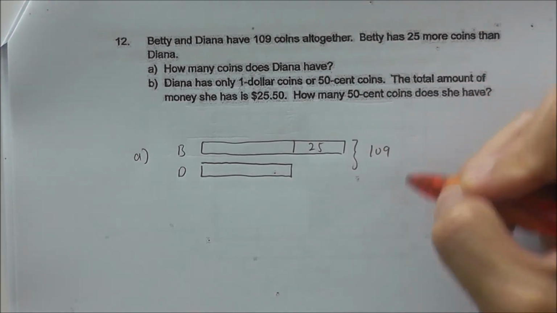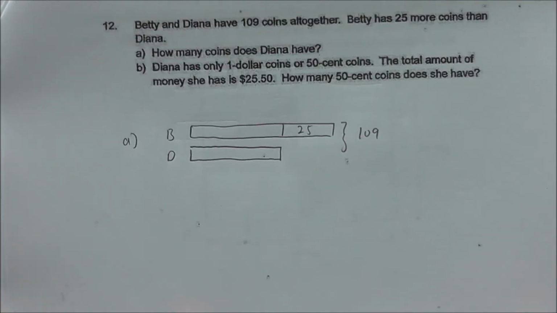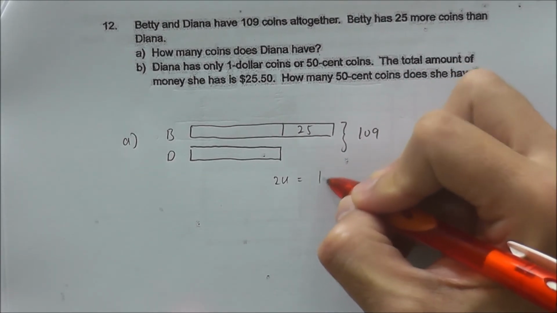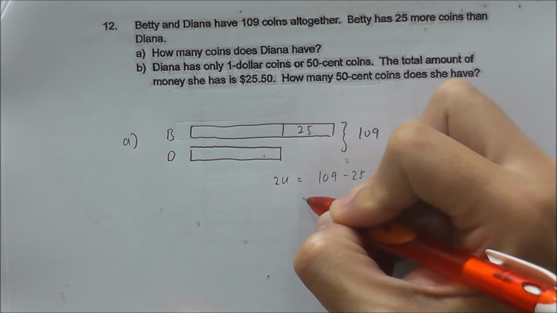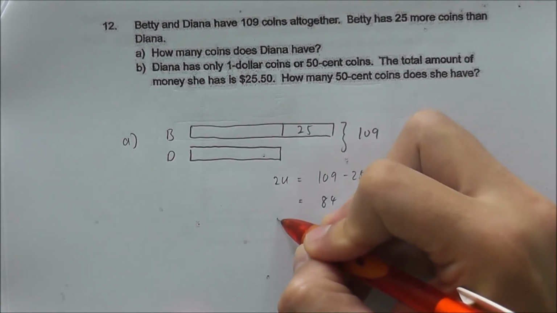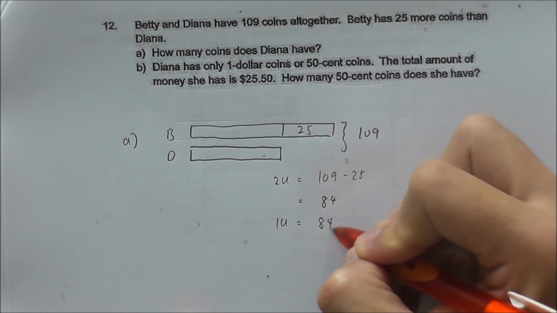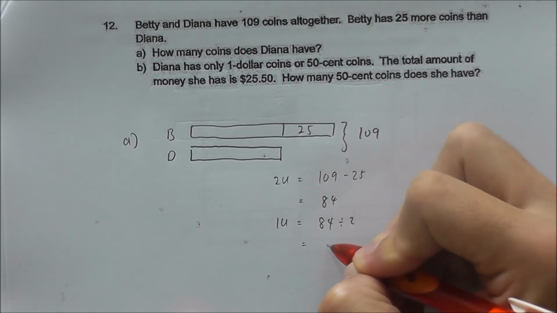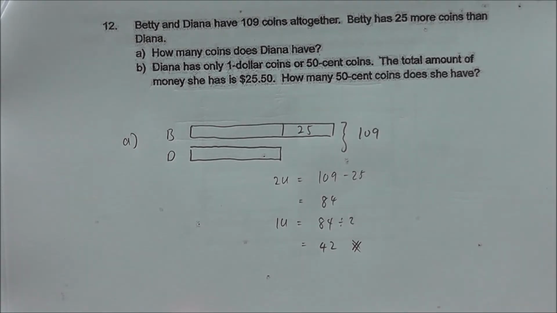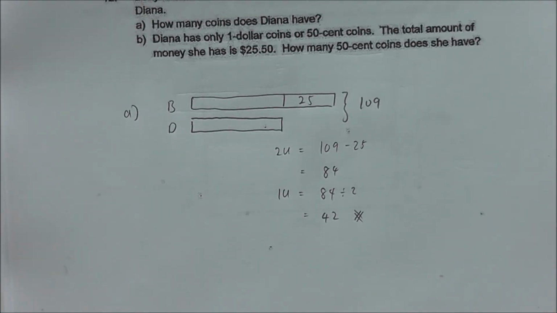And the total is 109. Okay, so to find Deanna, we can find 2 units would be 109 minus 25. That will be 84. So 1 unit will be just 84 divided by 2. We have 42. Okay, so that's the answer for part A. Okay guys, part B will be more difficult.